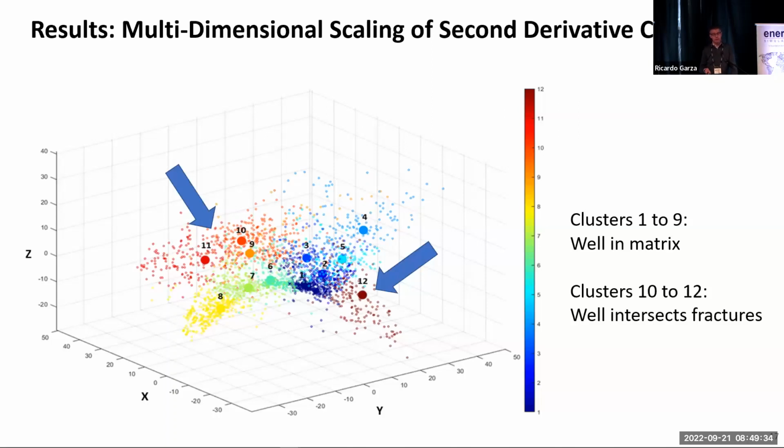These clusters 10 to 12 are the cases where the production well intercepts the fracture. Clusters 1 to 9 are the situation where the well is located in the matrix, close to, but not intercepting any fractures in the fracture network.